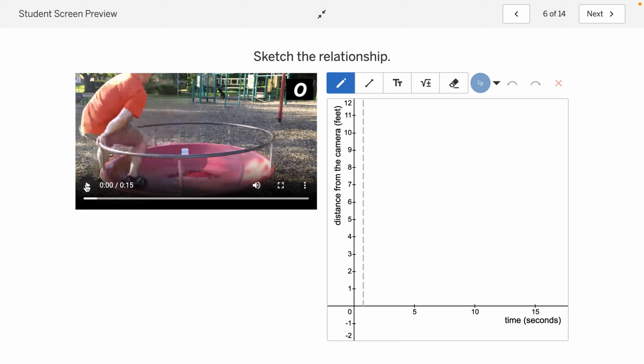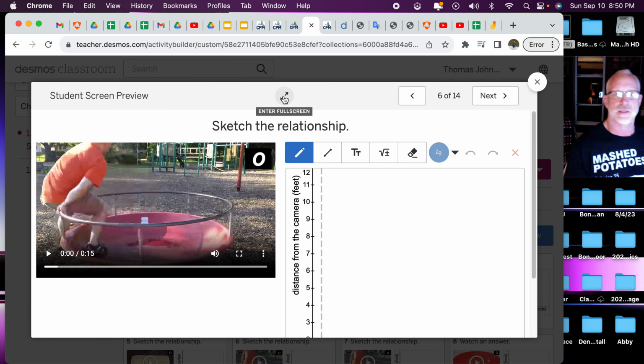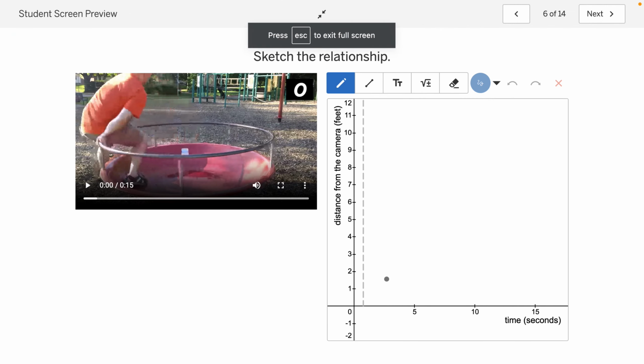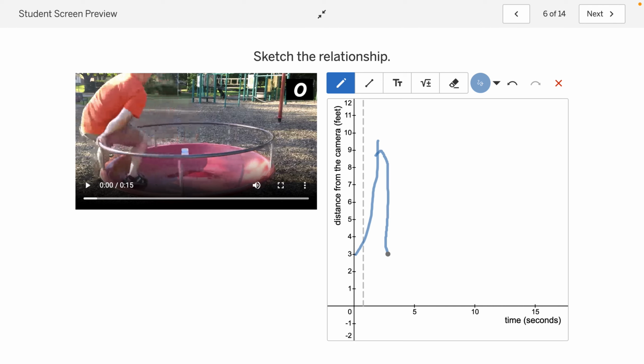All right. So that's what I kind of wrote down here. Let's take a look at this. So I said 0. He's about 3 feet away. And then at about 1 second away, he's at 9. So I think he went like this. Whoops. That's okay. And then about 3 seconds, he's back to 0. He's about 3 feet away again. And then about 5 seconds, he's back to 9.